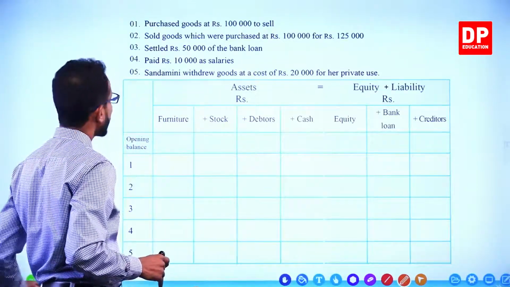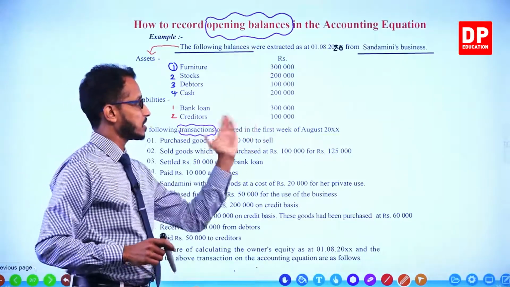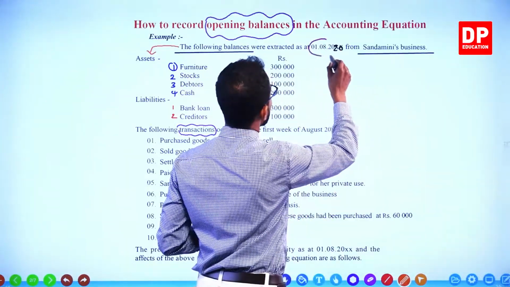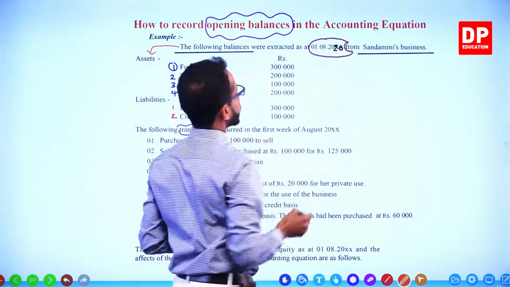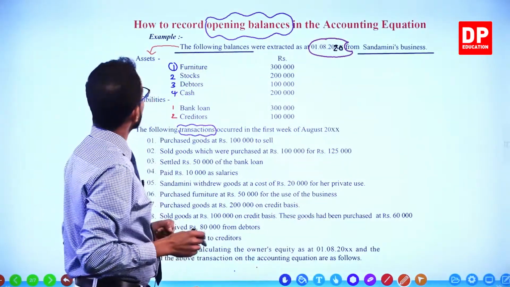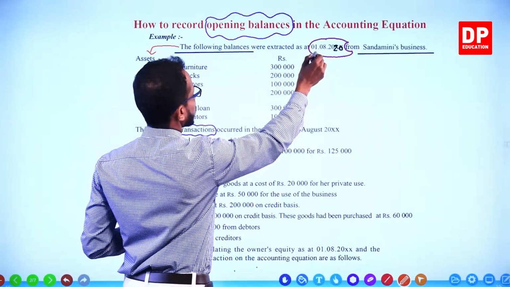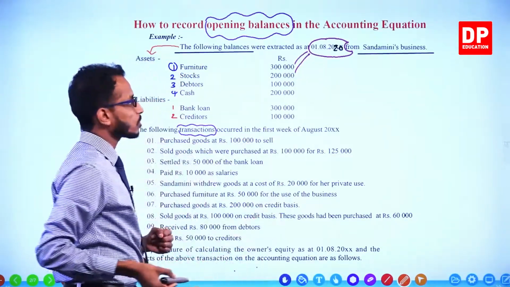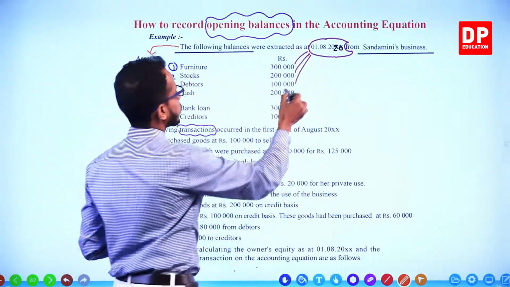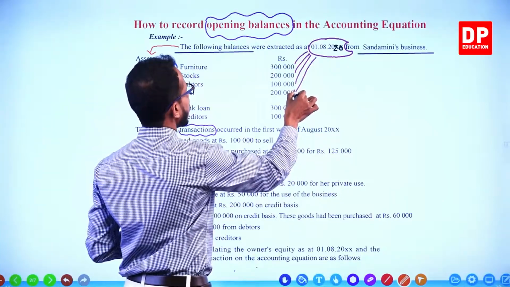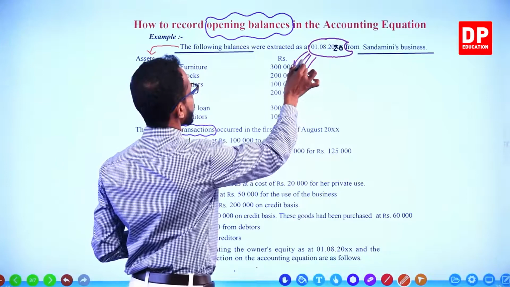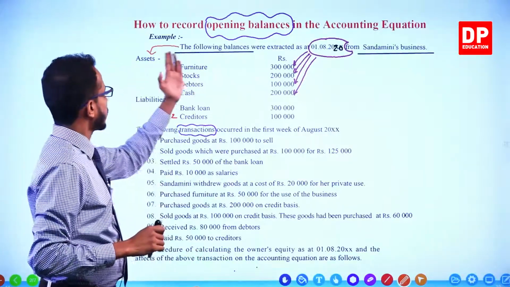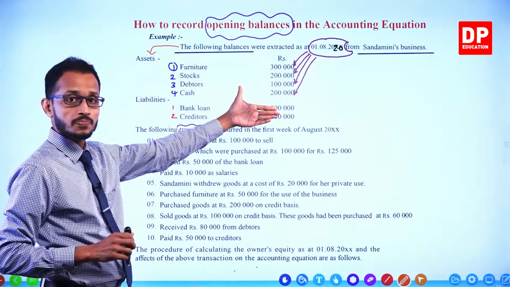Now, looking back at the opening balances, these balances were available on the 1st of January in Sandhamini's business. We had furniture worth 300,000, stocks worth 200,000, debtors worth 100,000, and cash value is 200,000. We are going to record the opening balances in the accounting equation.